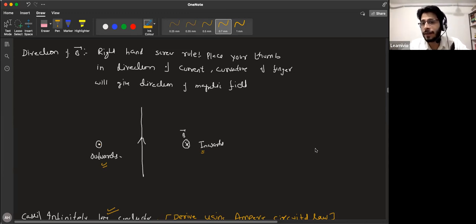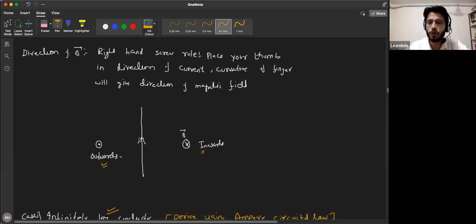We call it the right-hand screw rule because most screws are right-handed, which means if you rotate your screw in the clockwise sense, then it will go in the upwards direction. If you take your right hand, and this is the curvature in which you are rotating your screw, then your screw will go in the direction of the thumb. If you rotate it in this way, it will go upwards. If you rotate it in this way, your screw will go downwards. So most of the screws that we use are right-handed.